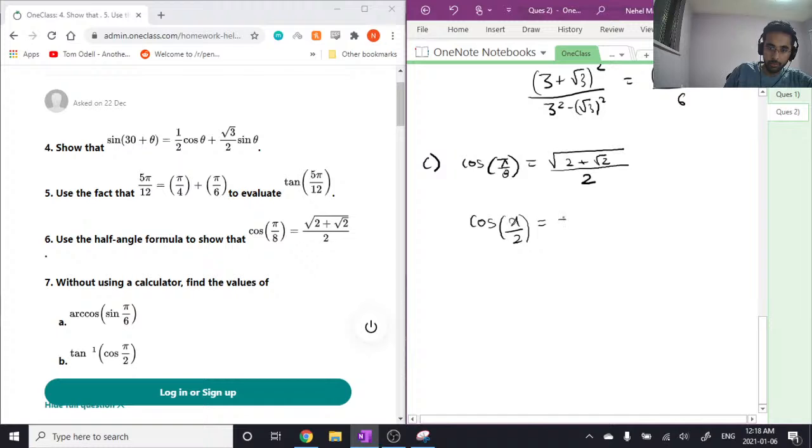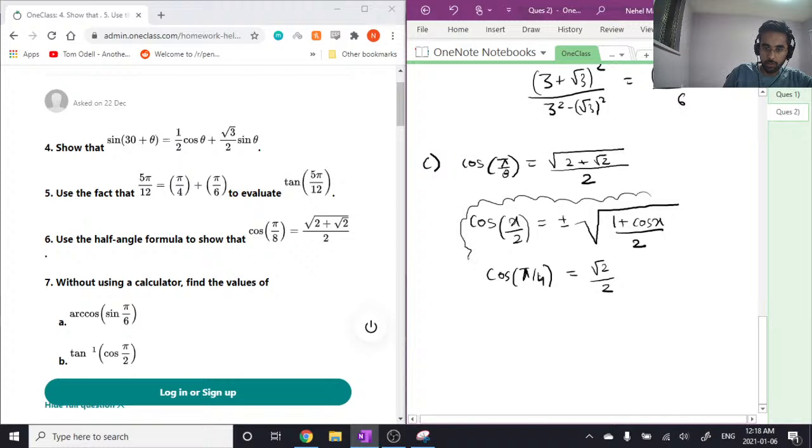So looking at this term, and we've been asked to use the half angle formula, we can say that x is equal to pi over 4. Therefore, we can say cos of 1 over 2 times pi over 4, so this is essentially x over 2, is equal to the square root of (1 plus cos pi over 4) divided by 2.